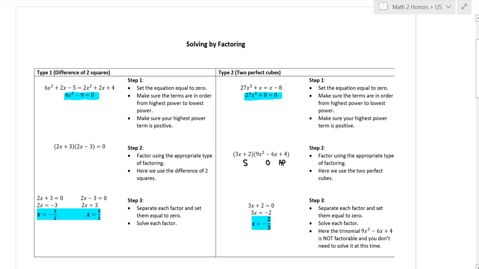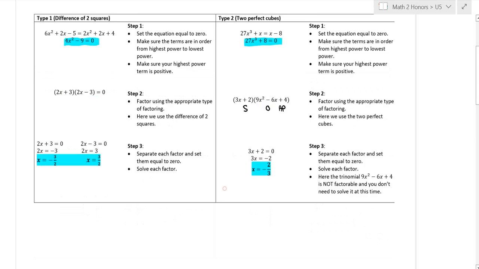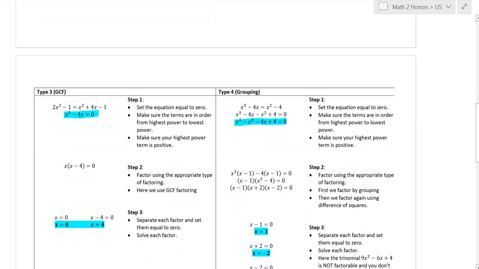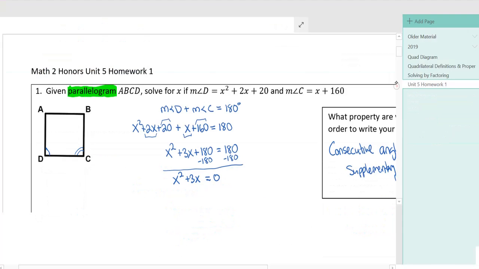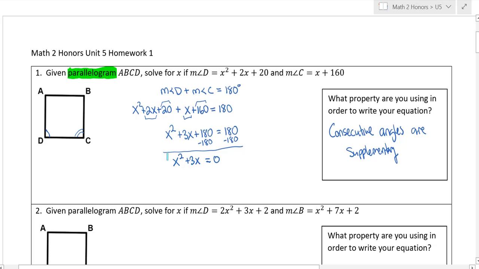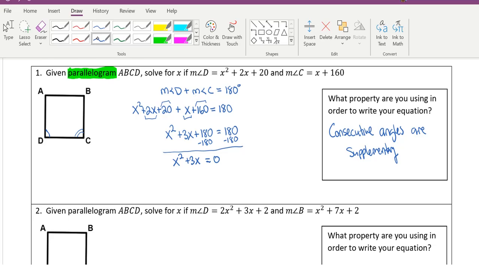The one we have has two terms, so we need to check: is it a difference, a minus sign between two perfect squares like type 1? Do I have two perfect cubes like in type 2? Or do I have something like type 3 where I can factor out a GCF? They both had an x, so I pulled out an x. So we go back and look at our homework, and our two terms both have an x that we can factor out. So this would be using the GCF factoring type.